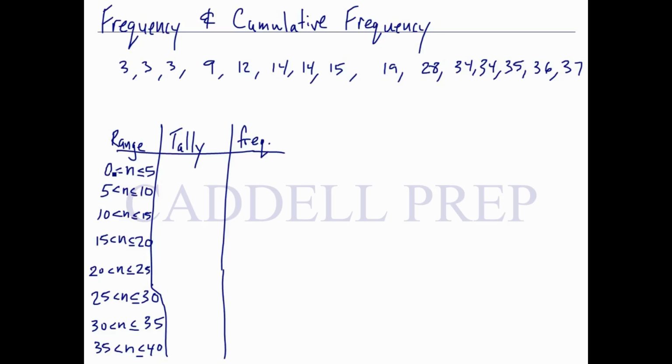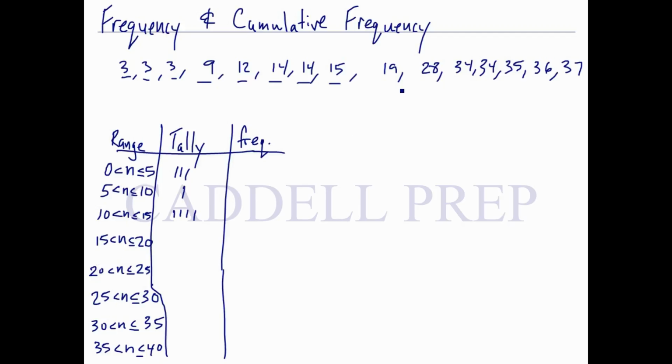Alright, so now let's go through this. From 0 to 5, how many numbers are there from 0 to 5? We have 1, 2, 3. You can underline them so you don't count them again, but these are all in order, so we shouldn't make a mistake. Then from 5 to 10, we have 1, so put 1. From 10 to 15, 1, 2, 3, 4.